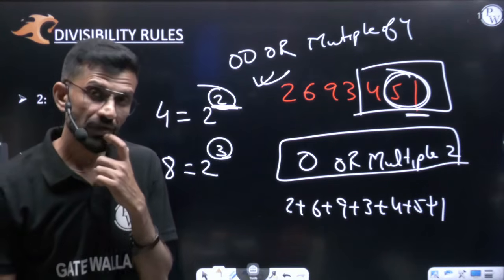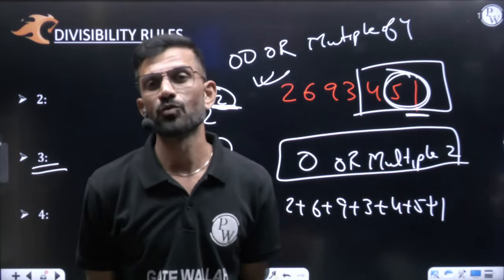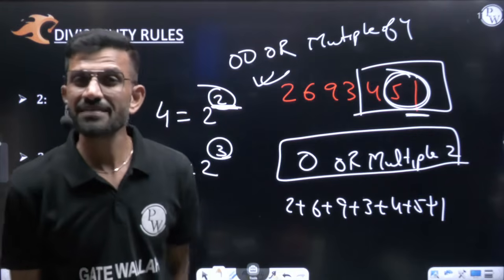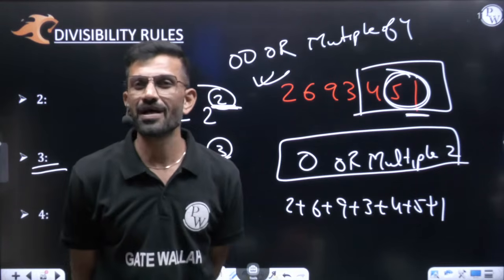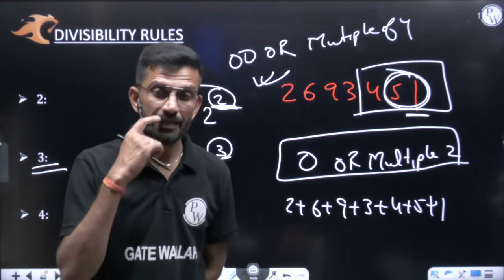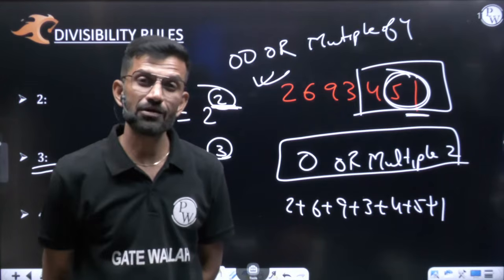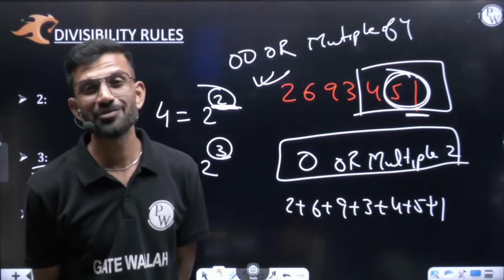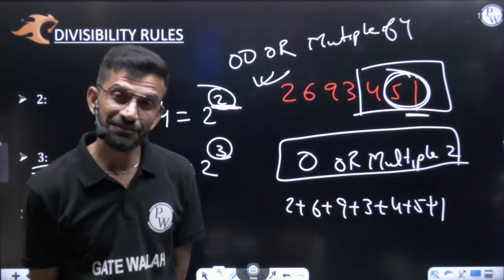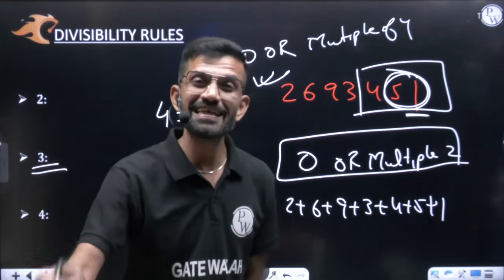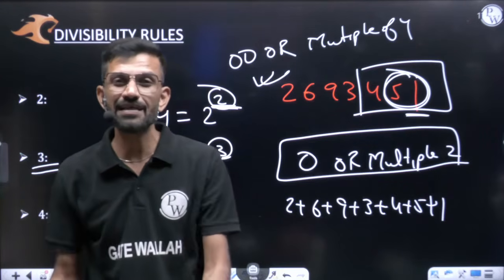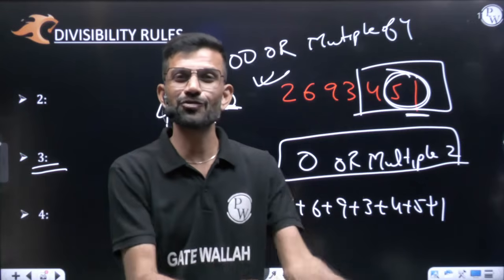Now let me tell you, 9 is also having the same rule. But don't get confused. I am not saying that 3 square is 9, so 9 is also having the same rule. I am not saying like that. If it is like that, then 27 should also have the same rule, because 3 cube is 27. And if the same rule is followed, then we can declare that 27 is not divisible by 27, because 2 plus 7 is 9. 9 is not divisible by 27, so 27 is no.